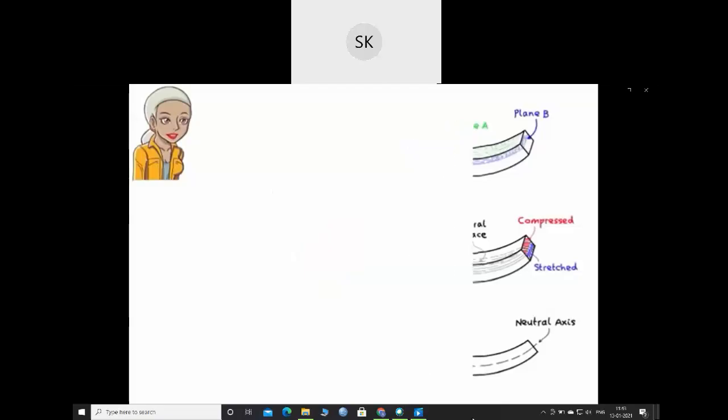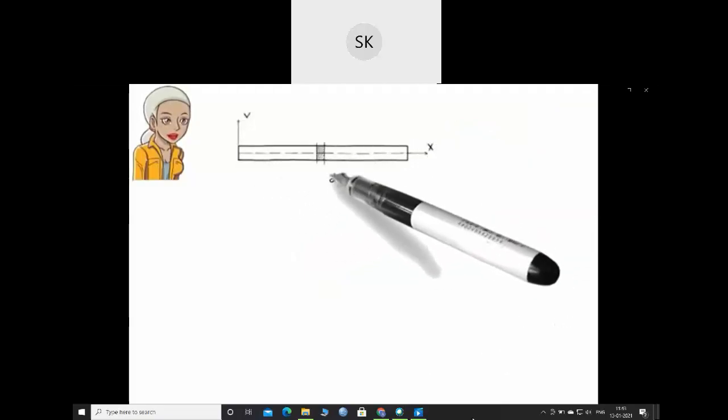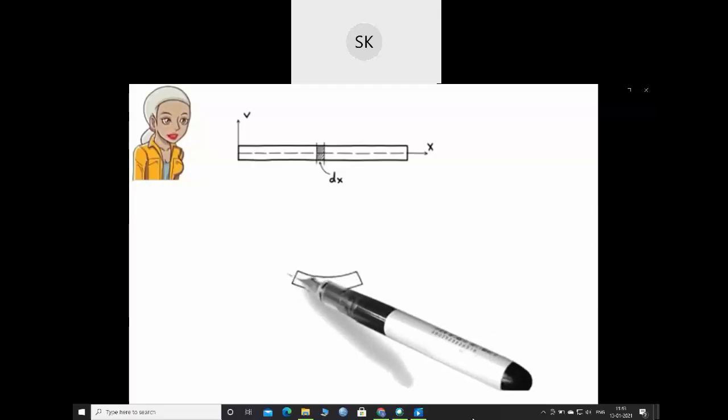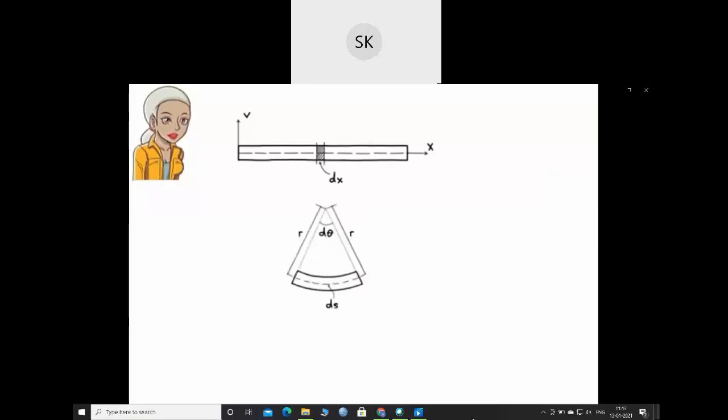Let's see how. Consider a very thin slice of the beam. The width of the slice is denoted by dx. When the beam bends, this slice deforms like this. Let's refer to the arc length along the neutral axis of the slice as ds.